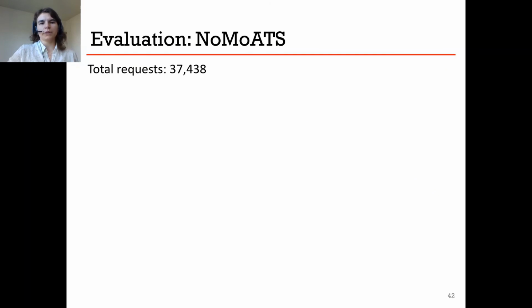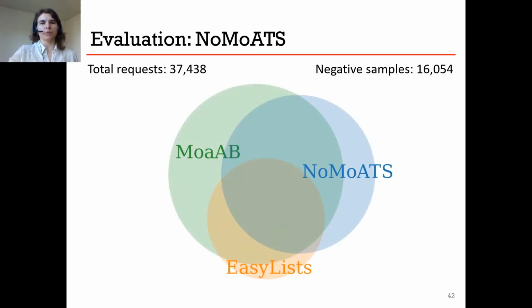So out of the 37,000 requests that we collected, both approaches, meaning the lists and NoMoATS, labeled 16,000 samples as negative. In terms of positive labels, here's a Venn diagram of the approaches where I've merged EasyList and EasyPrivacy together. And here we can see that EasyLists are the least aggressive of the three approaches, labeling only 7,000 samples as positive. NoMoATS is somewhere in the middle, labeling 13,000 samples as positive. And NoMoAB is the most aggressive of the three, labeling 17,000 samples as positive.